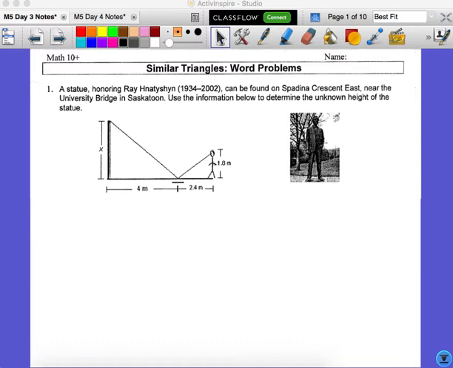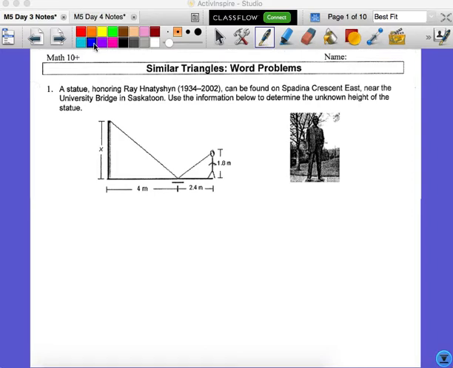Today we're going to look at some similar triangle word problems. With that in mind, these are going to be some of the more applicable things that we learn in this class, depending on what your major ends up being or what you end up doing with your life. But these are just kind of neat to think about.